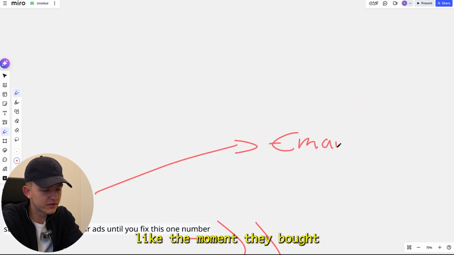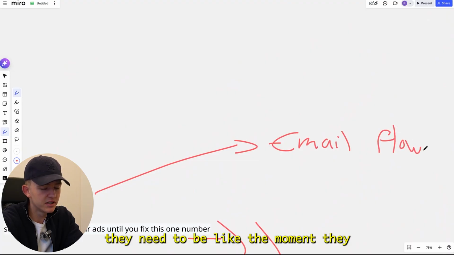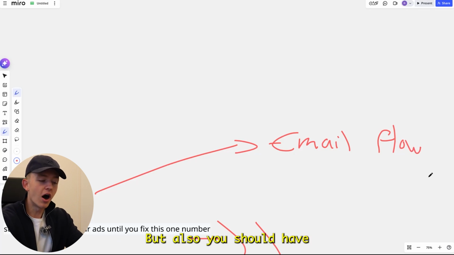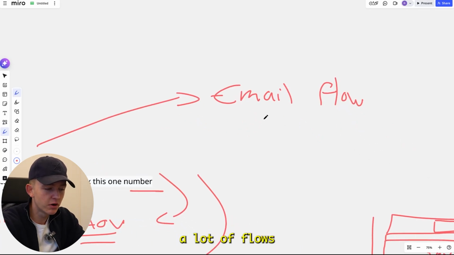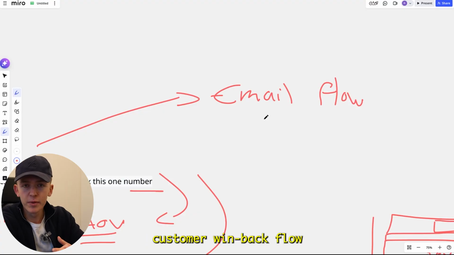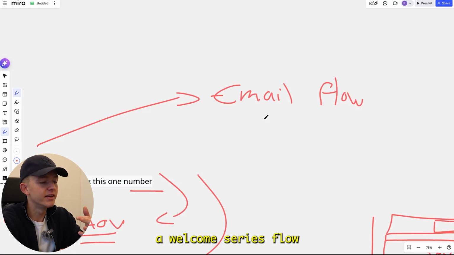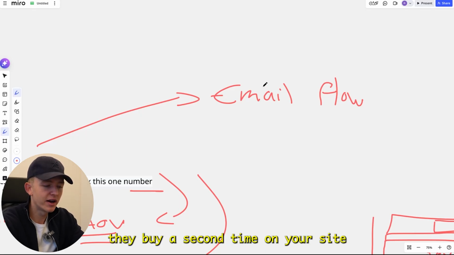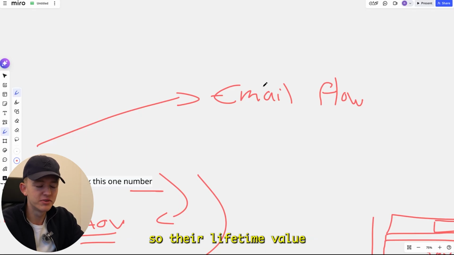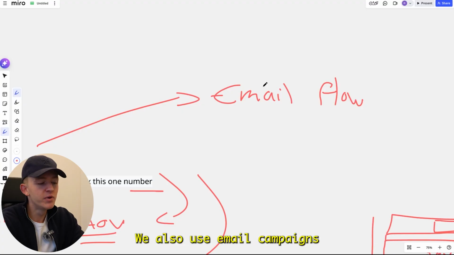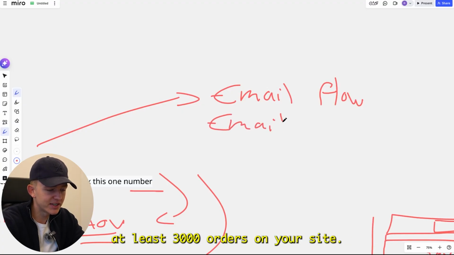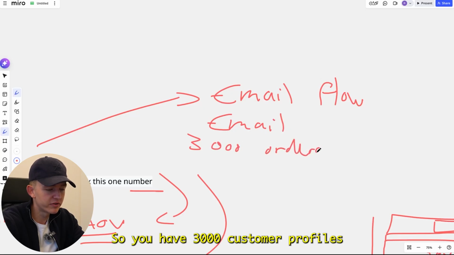Like the moment they bought, they need to be informed of where their order is, of course. But also you should have a lot of flows, like abandoned cart flows, a customer win-back flow, a browse abandonment flow, a welcome series flow. You should have everything in place so they buy a second time on your site, so their lifetime value increases as well. We also use email campaigns, but that's only recommended when you already have at least 3,000 orders on your site, so you have 3,000 customer profiles at least.